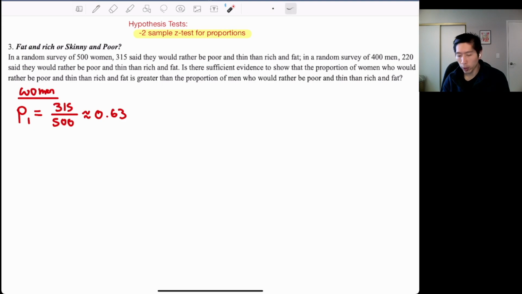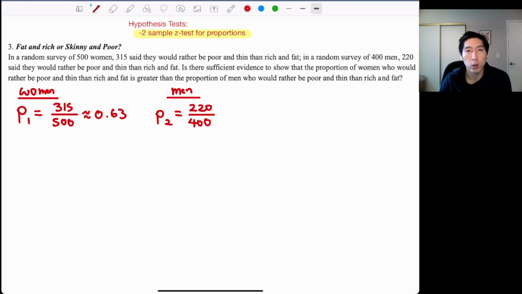And then for men, we only sampled 400 men, but then we had 220 who said that they would rather be poor and thin rather than rich and fat. This value comes out to approximately 55%. Again, this could have occurred by chance variation based on our random sampling. So we want to see if this could have occurred by chance.